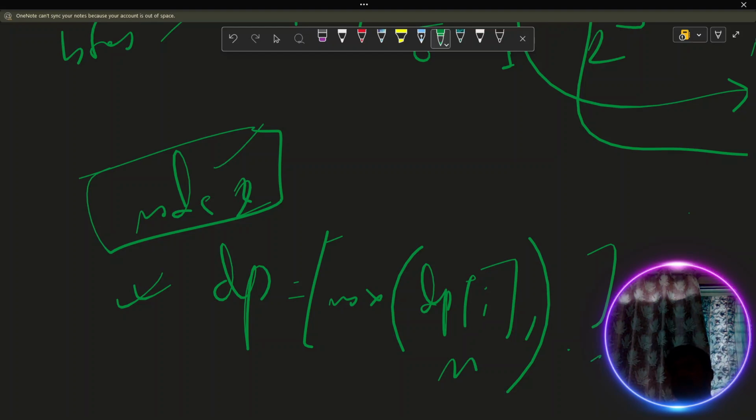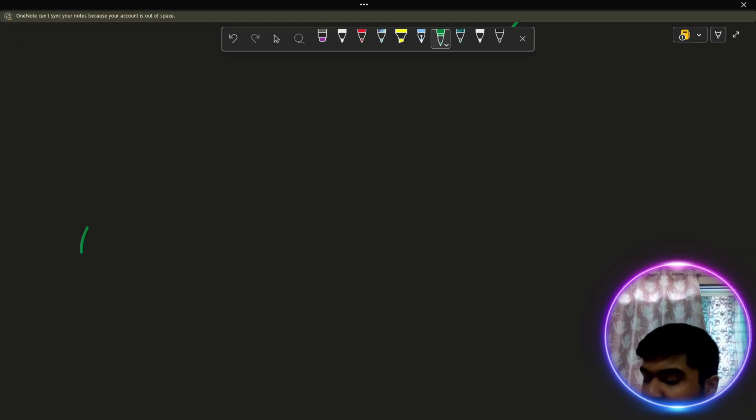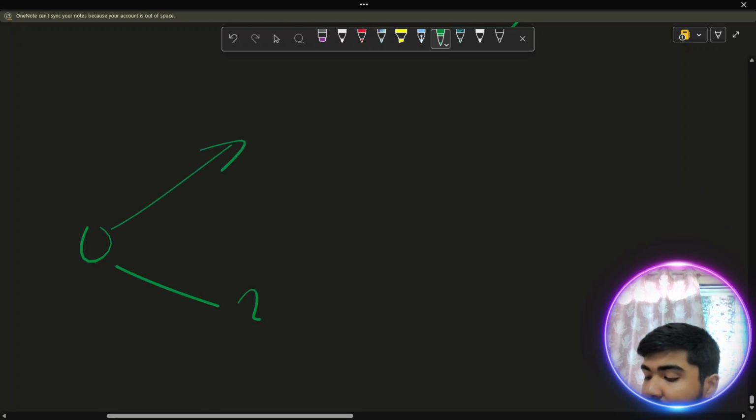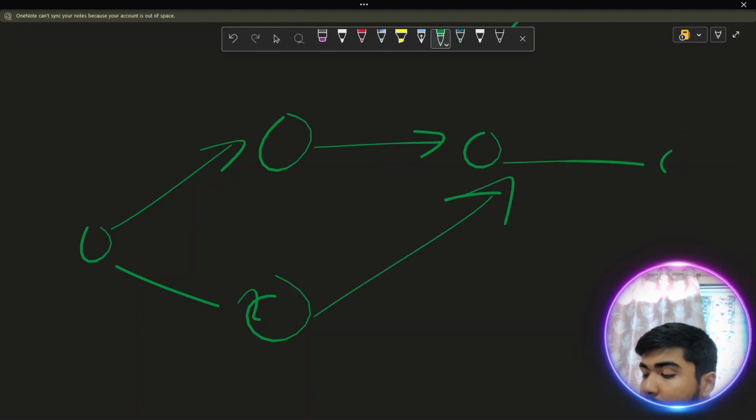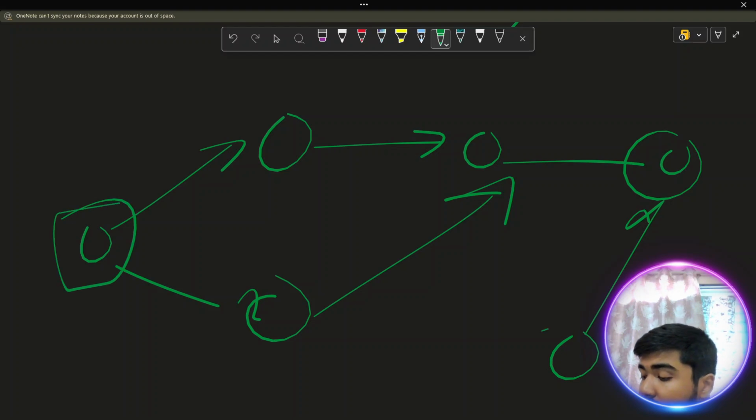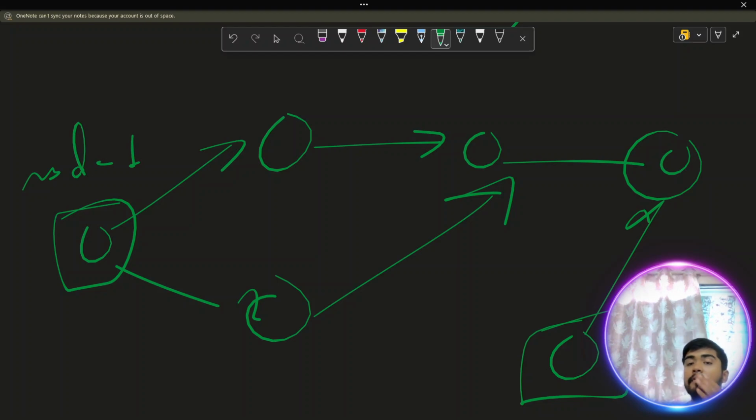Agreeing, guys, right? So if I draw a dummy graph, let's suppose this is my node 1 and this is my node 2. So which is the intersection node, the node which both nodes can reach?